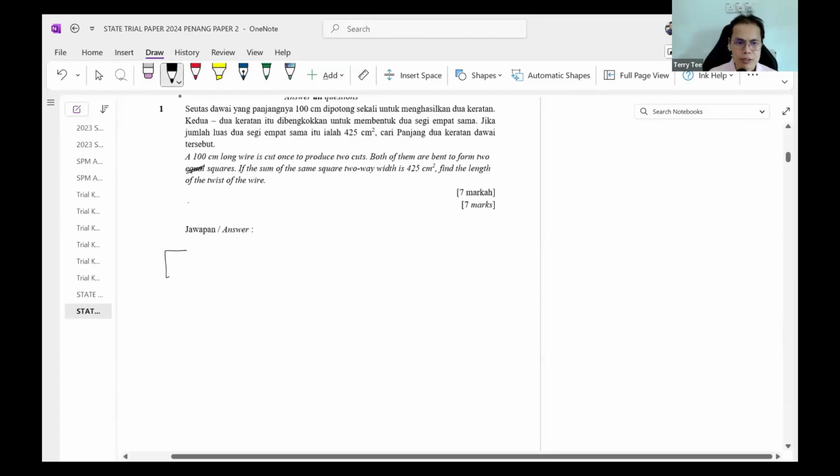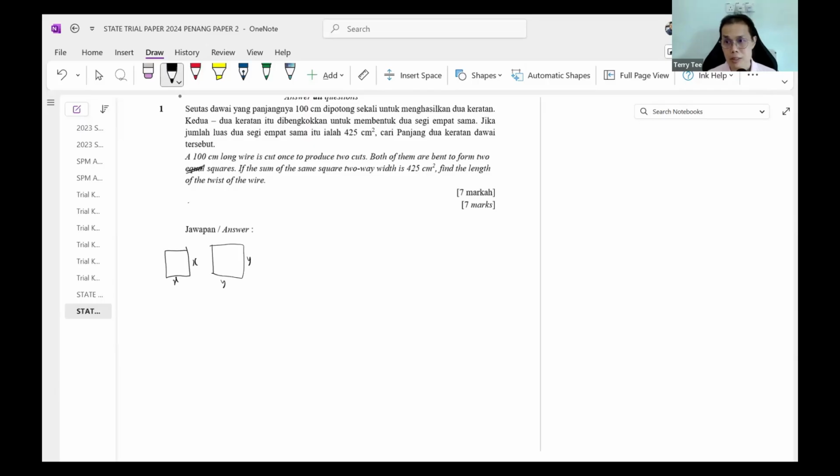Let me say that the first square has a length of side x. The second square is a little bit bigger, with a length of side y. Just to make it clear, there are two squares with different lengths. The sum of the areas of the squares is 425. Again, the language is a bit confusing, so you can read the Bahasa version: Jumlah luas dua segi empat sama ialah 425.